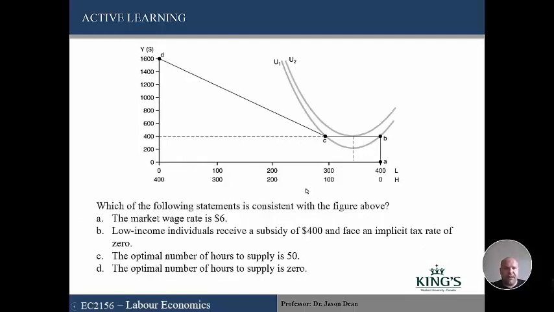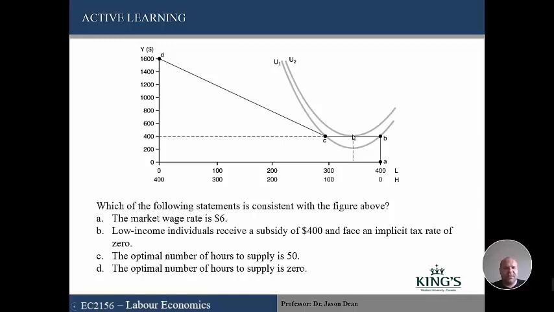Okay, now we have the same diagram in the next question, and it's asking which of the following statements is consistent with the figure above. A, the market wage is $6. B, low-income individuals receive a subsidy of $400 and face an implicit tax rate of 0. C, the optimum number of hours to supply is 50, or D, the optimum number of hours to supply is 0. Okay, so, well, let's start with D. What would be the optimal? Well, the optimal will be the highest indifference curve tangent to the budget constraint.